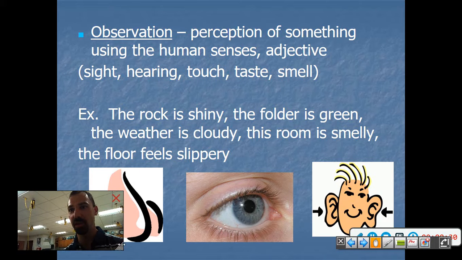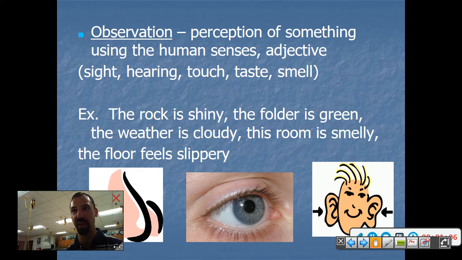Observations are basically a perception of something using your human senses, right? And we do this all the time. Whenever we're looking at objects, we are using observations. It's basically using your human senses to describe an object, and the types of words you're using in observation are adjectives, describing words. So again, the five senses: sight, hearing, touch, taste, and smell. If you're using any of those things to just describe an object, then you're making an observation.